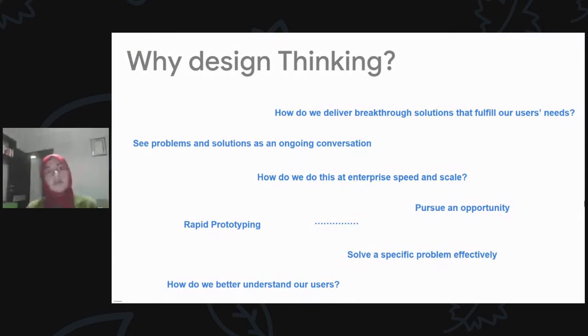From here, I can answer why design thinking. From my practical experience running design sprints, you can do rapid prototyping, you can solve the problem effectively, and you can start to understand and answer lots of questions, like how do we better understand our user? How do we deliver breakthrough solutions that fulfill our users' needs? I'm not sure if you have seen the Uber application interface. If you have used it in the US and you have used it in Dubai or Egypt, you will find a different user experience or feature.